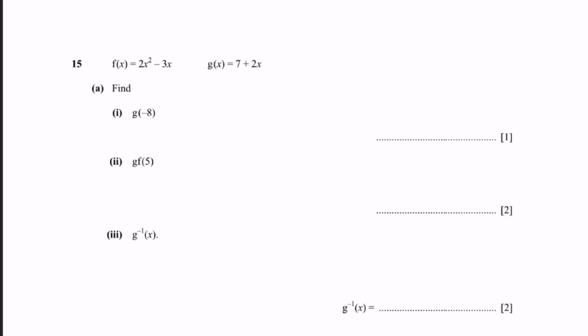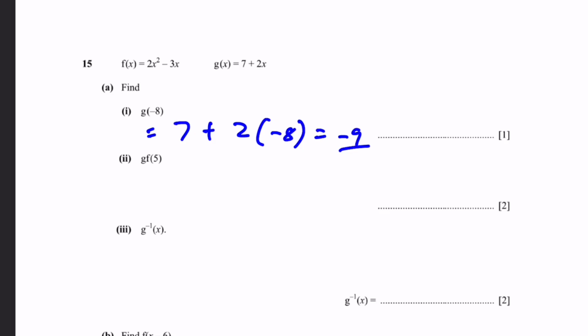Let's go to question 15. F of x equals 2x squared minus 3x, g of x equals 7 plus 2x. A. Find part 1, g of minus 8. This is quite simple. We just substitute the value minus 8 is equal to x in this. So 7 plus 2 times minus 8, which is equal to minus 9.